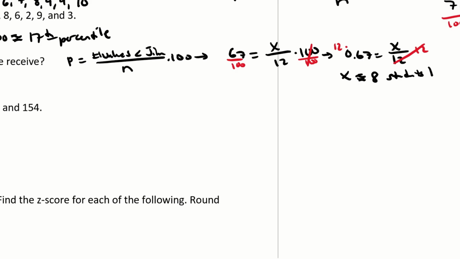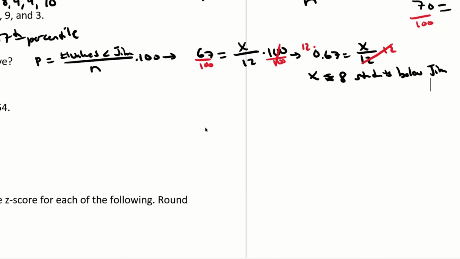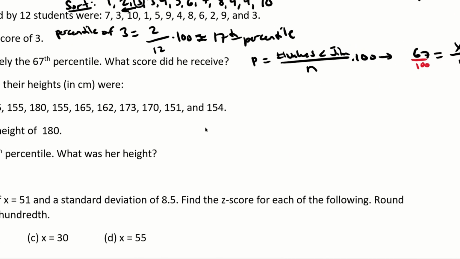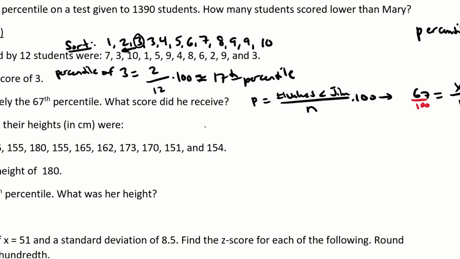8 students below Jim. Now, they're not asking for that. They're asking for Jim's score. So since there's 8 students below Jim, we would need to count out 8 students. So 1, 2, 3, 4, 5, 6, 7, 8 students below Jim. That's 8, which means Jim's score has to be an 8 if there's 8 below him, right? So that means Jim's score is an 8. Okay, so Jim's score is equal to 8.